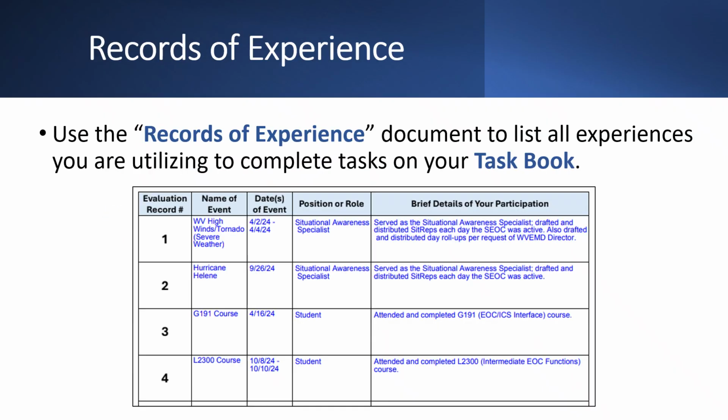First, let's go over the records of experience, which you will use to list all experiences you intend to utilize to complete tasks in your task book. As you can see, the first column states evaluation record number. This number is static and does not change, and it's important to remember these numbers for the remainder of this presentation. The second, third, and fourth columns show the name of the event, date of the event, and your position or role in that event. And the last column shows brief details of your participation in that same event.